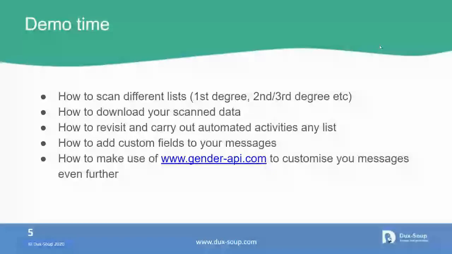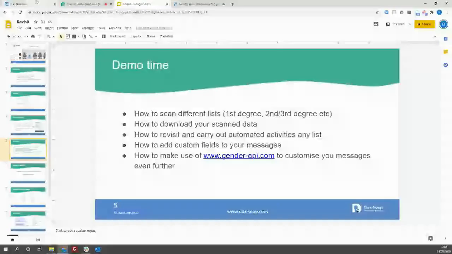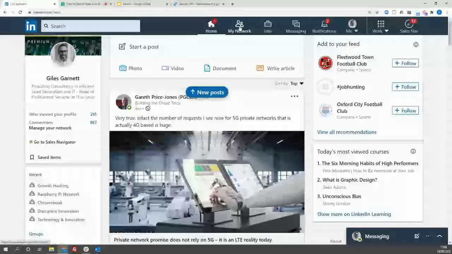I'll try not to go too quickly. Hopefully the screen resolution and clarity will remain good enough for everybody, and I'll try to remember to zoom in as much as possible. So let's kick off with scanning some different lists. So first of all, I'm going to go to my LinkedIn profile. I'm zoomed into 150%, so hopefully everyone can see this.